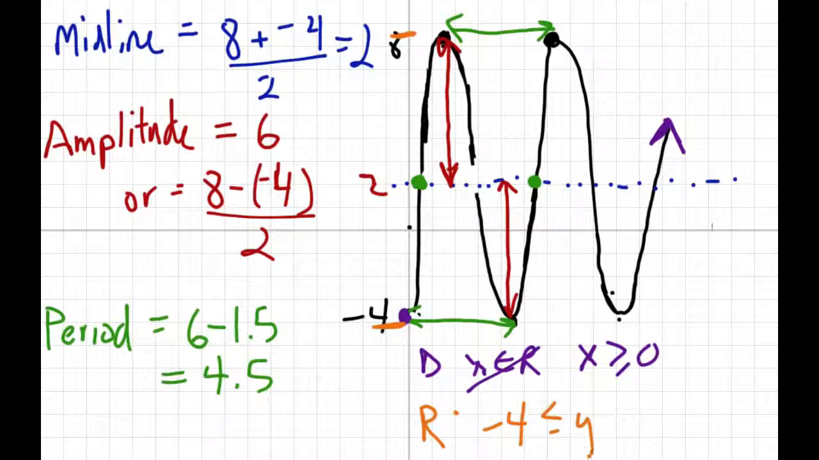So we write it as -4 < y < 8. And in every question like this, the range will always be between your max and your minimum values. Domain could change depending on whether the ends continue on forever or not.